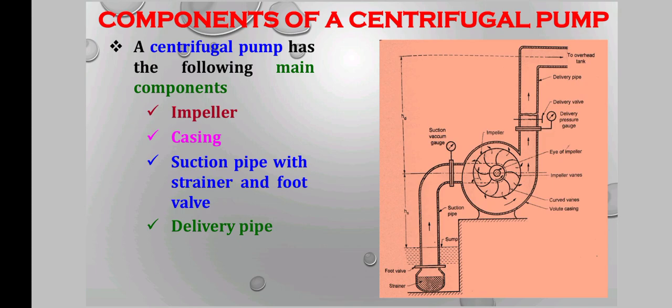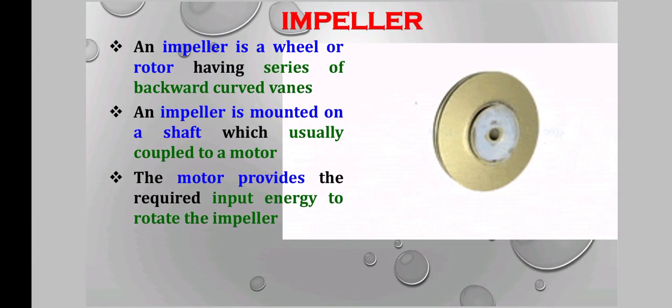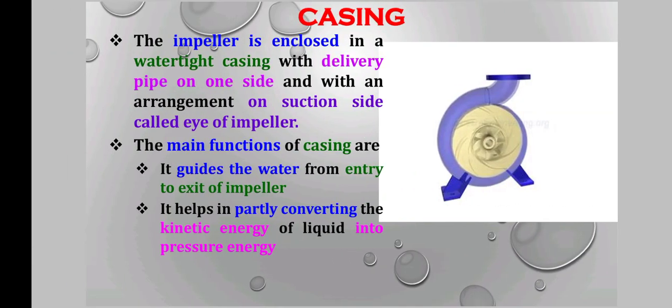A centrifugal pump has the following main components: impeller, casing, suction pipe with strainer and foot valve, and delivery pipe. Each part will be described below. First is the impeller. An impeller is a wheel or rotor having a series of backward curved vanes. An impeller is mounted on a shaft which is usually coupled to a motor. The motor provides the required input energy to the impeller.